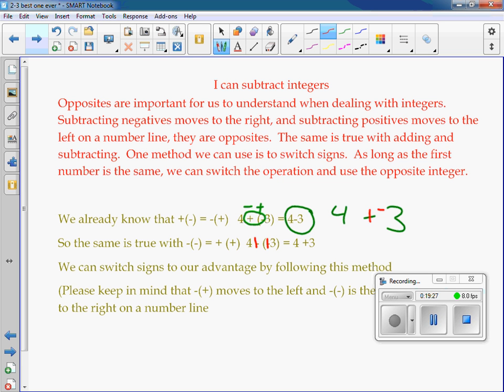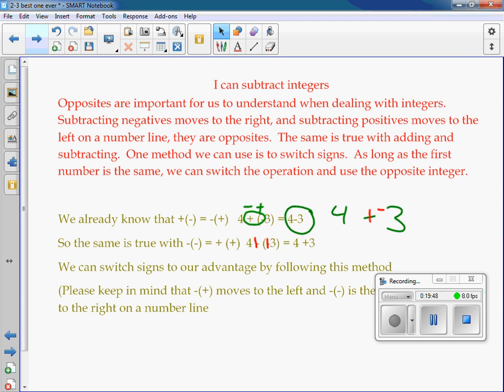Does that make sense to everybody? Okay? So we can switch signs to our advantage by following this method. You know, just keep in mind that subtracting a positive, we move to the left, and subtracting a negative, we have to move to the right on a number line. We okay with that? We want to try a few examples?